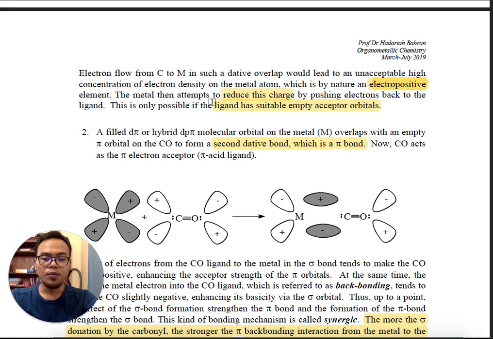There will be a point where there is an excessive number of electrons coming into the metal. Since your metal is electropositive by nature, it will tend to reduce this charge. How? By giving back the electrons to the ligand. But this can only happen if your ligand has empty orbitals. So whether or not it has empty orbitals, we have to see the second step.